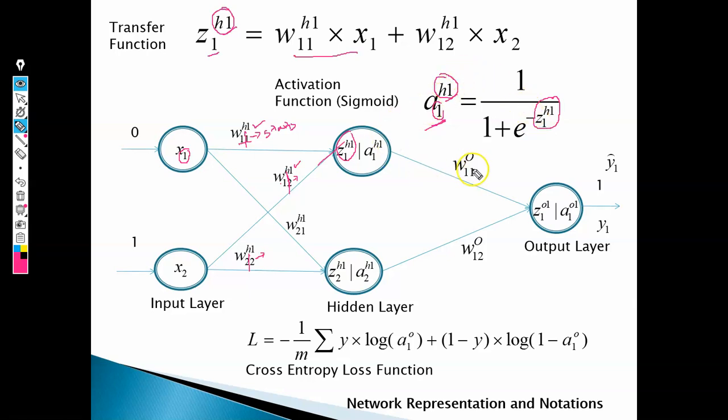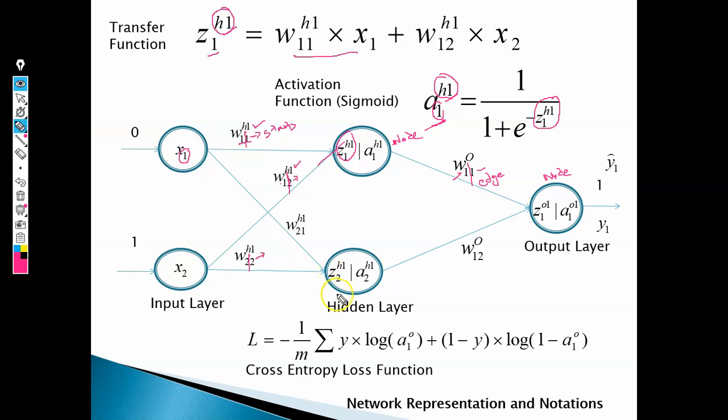Here we can say this is a node, and this is an edge. We have already seen this: it shows which neuron the edge starts from and which neuron it ends at. This is the output, the output layer.